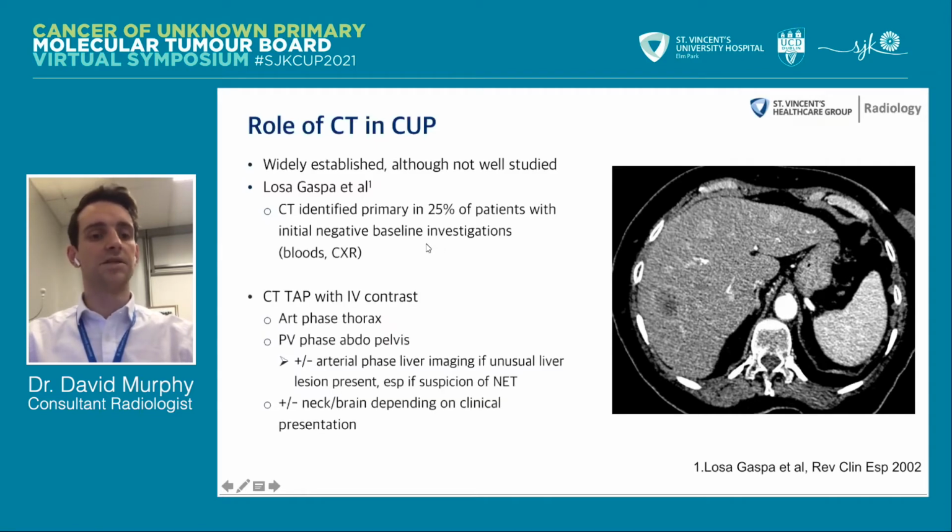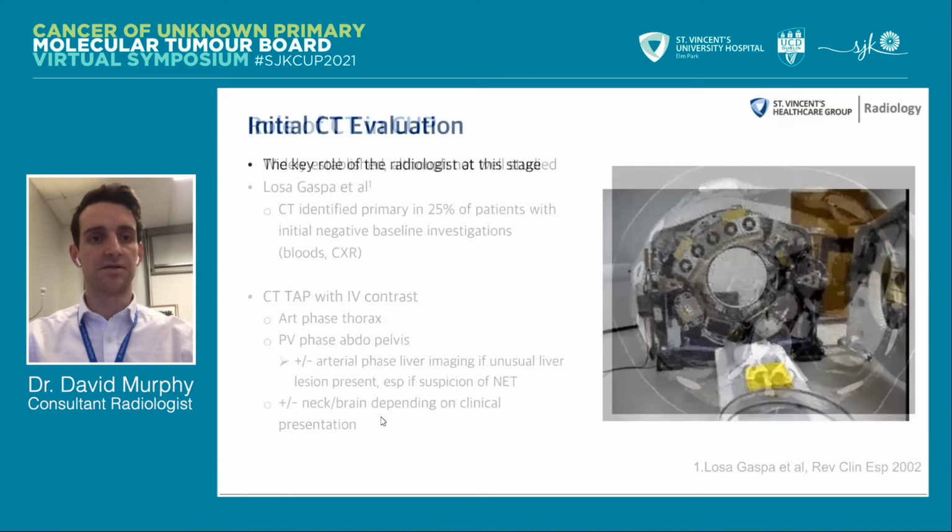The standard protocol would be to perform a CT thorax abdomen pelvis with oral and IV contrast, with an arterial phase acquisition of the thorax and a portal venous phase of the abdomen pelvis. You may have to adjust the abdominal imaging depending on the initial imaging characteristics, and add an arterial phase if there's a suspicion of unusual liver lesions. This is an example of a patient with multiple hyper-enhancing liver lesions, and this was metastatic neuroendocrine tumor. The field of view can then be expanded to include the neck or brain depending on the clinical presentation.